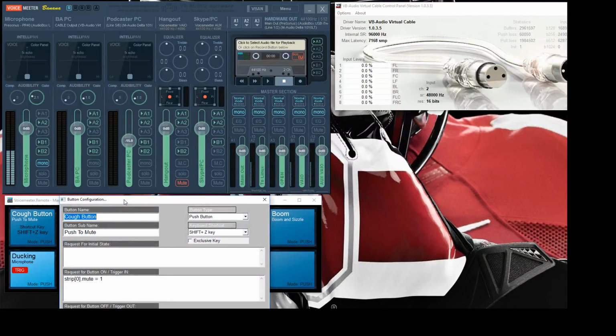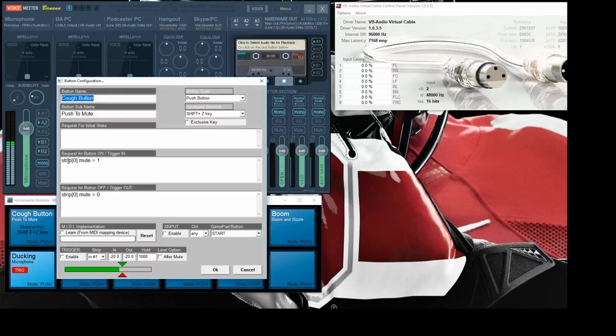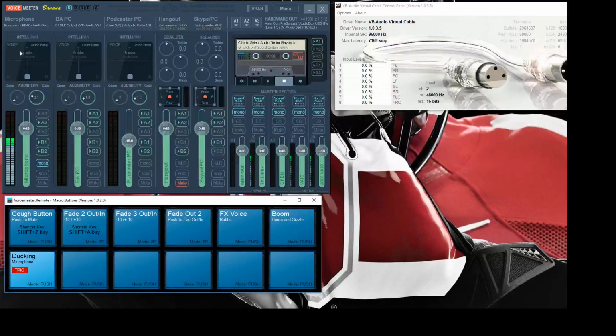If you look at one of my macros, you'll see strip. That's how you refer to it, at least in a macro. And this is technically strip zero. So the input right here, microphone, is technically strip zero, but this is input one. Here's input two, input three, input four, and input five. So working from left to right, strip zero is microphone. BAPC would be strip one. Strip two would be podcast or PC. Strip three would be hangout, and strip four is Skype PC. But they're also referred to as inputs. So the first three strips are hardware inputs. And the last two right here, titled Hangout and Skype PC, those are virtual inputs.